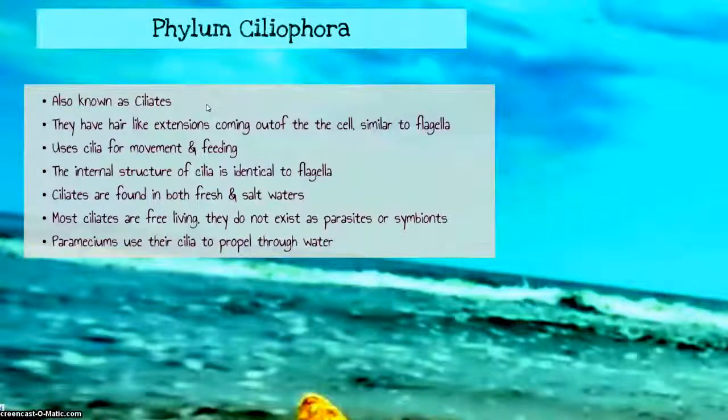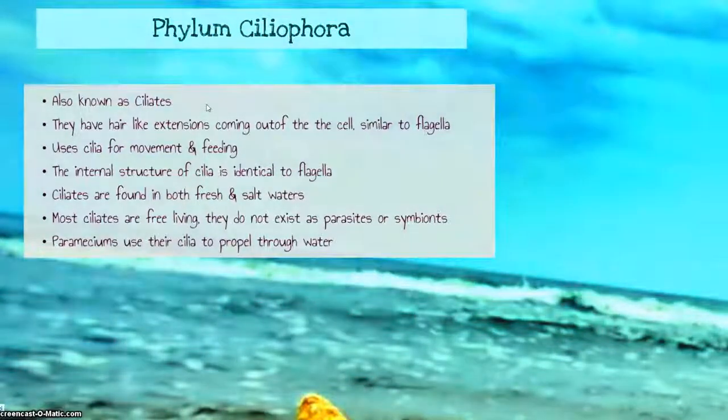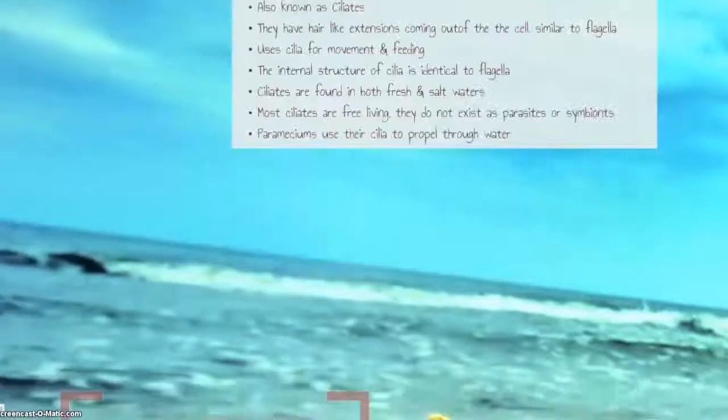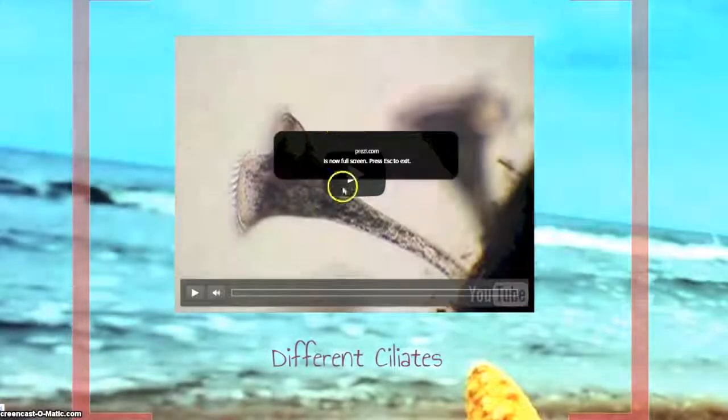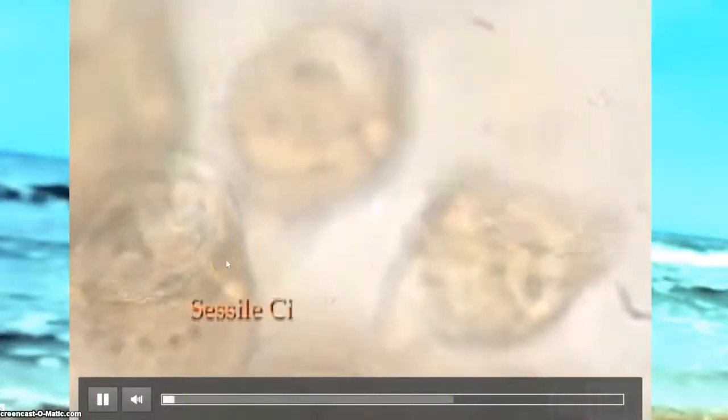Ciliates, they're found in both fresh and salt water, and most ciliates, they're free-living. They don't exist as parasites or symbionts, so they can't really cause disease or harm. Many ciliates, they have a sculptured wall around them. It's called a pellicle, and we're going to see that later, but right now we're going to look at one type of example of the Ciliophora.